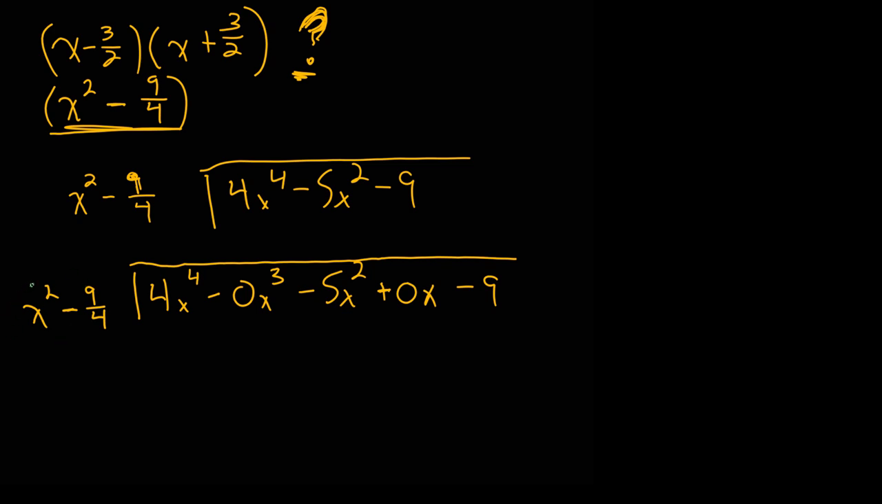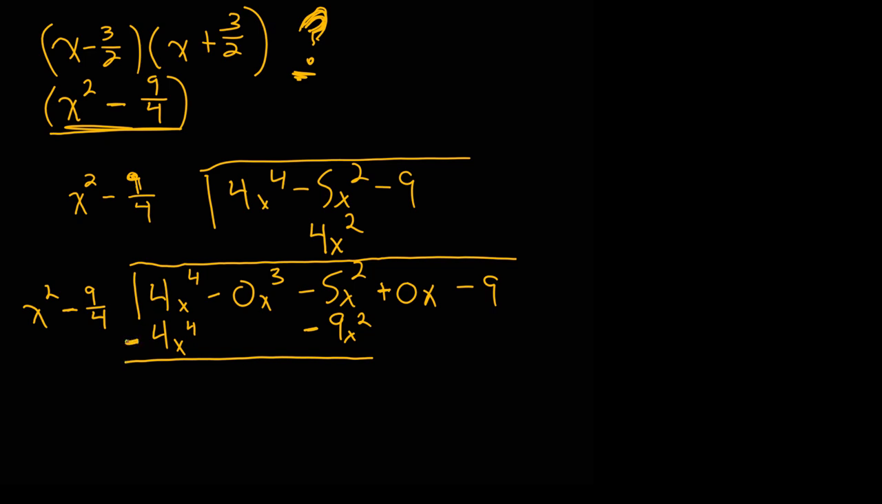All right, so x squared goes into 4x to the 4th, 4x squared times. So I'm doing my long division here. 4x squared times x squared is 4x to the 4th. And 4x squared times negative 9 over 4 is negative 9x squared.